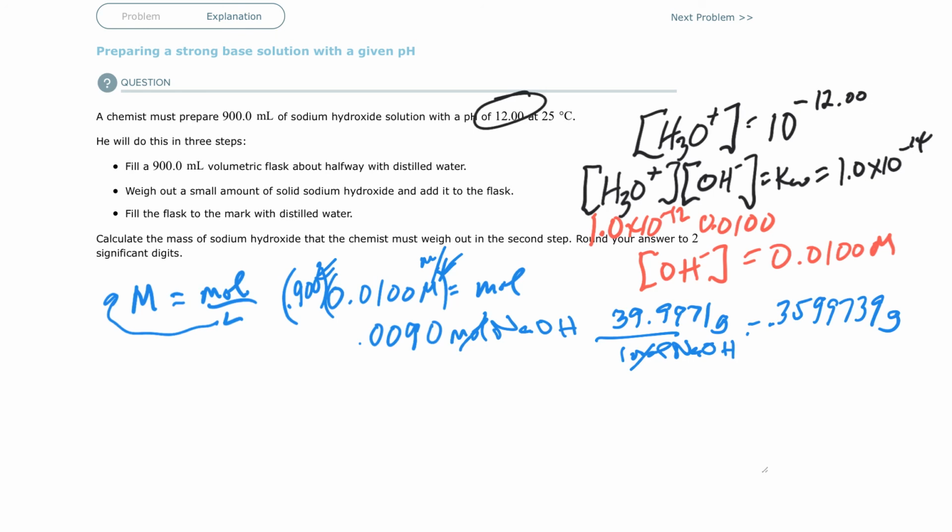So you're going to round to 2 significant digits. So you are going to add 0.36 grams of sodium hydroxide.